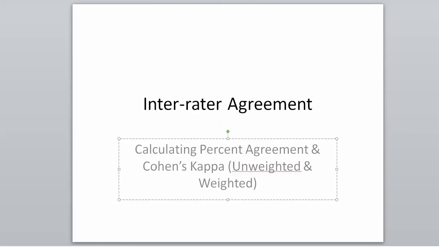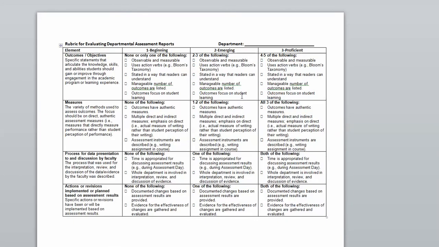You're going to do this through a simple way of calculating percent agreement, but then I'm also going to take you through how to calculate Cohen's Kappa. We're going to use unweighted and weighted. Don't worry, we've got a website that'll do the statistics for us on that, which will make it a bit easier. So this is our rubric that you work through.